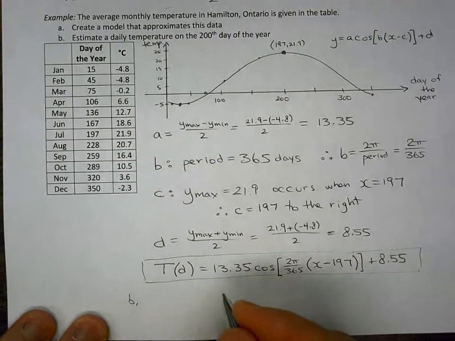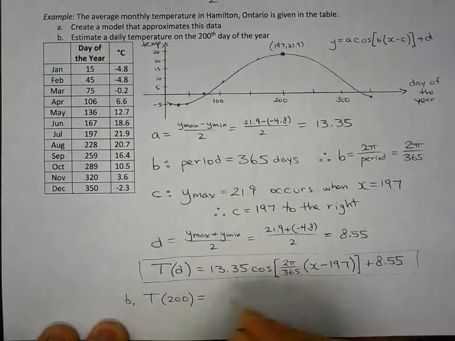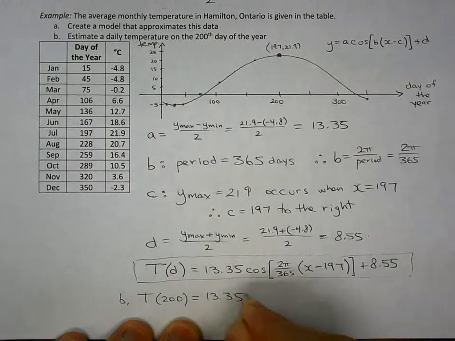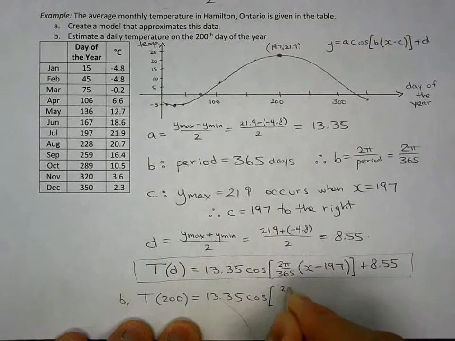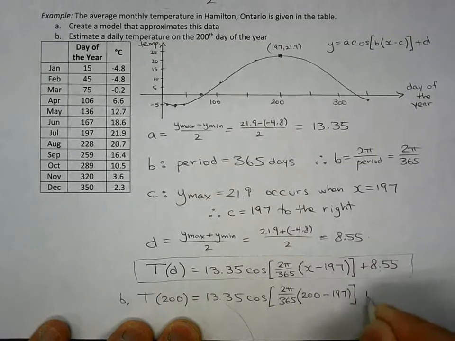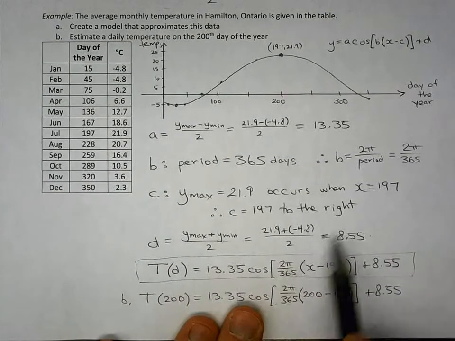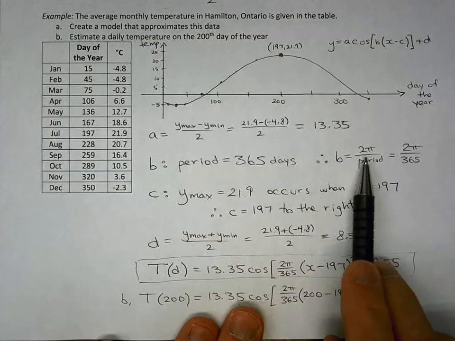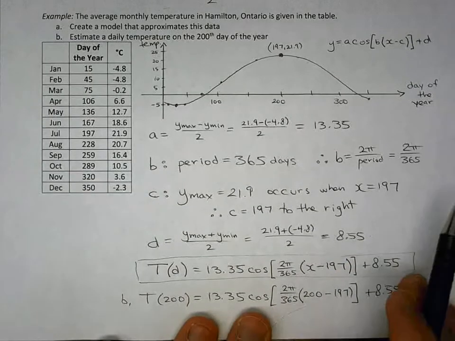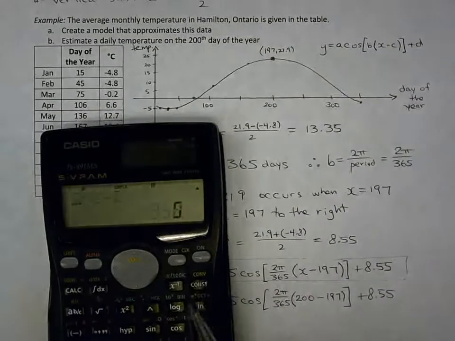Well, for part B then, you're going to sub in 200. So you get 13.35 cos 2 pi over 365, 200 minus 197 plus 8.55. Now be very, very careful here. Because you use 2 pi when we built up this equation, you have to use radians. You're in radians mode for this. So make sure you've got your calculator set to the right mode.